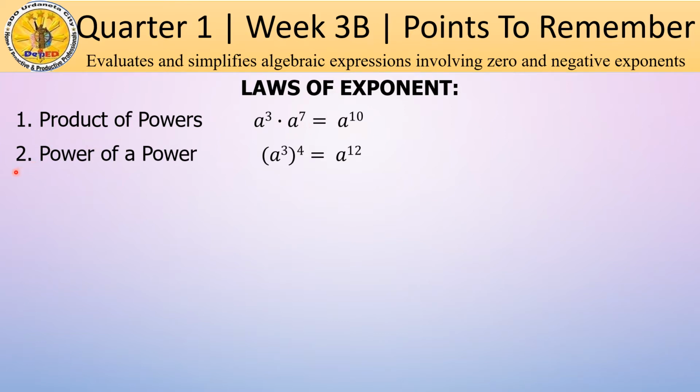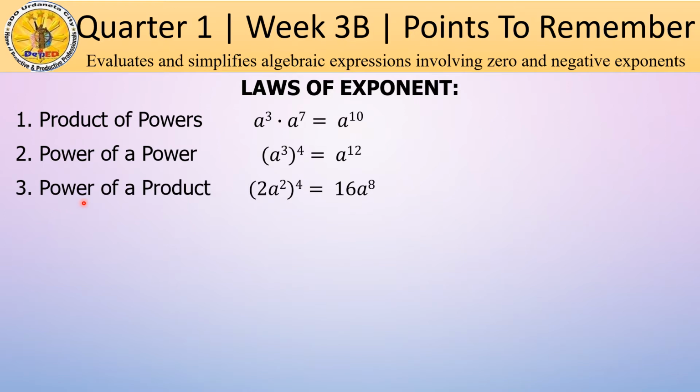Next, we have power of a power. Quantity a raised to the third power raised to the fourth power. Here, we are going to multiply the exponents, 3 and 4. 3 times 4 is equal to 12. So, we copy the base, which is a.